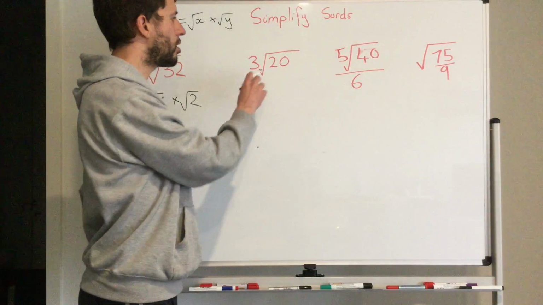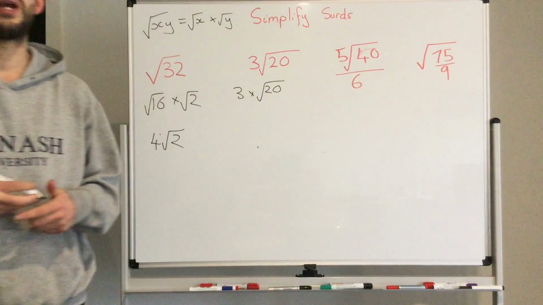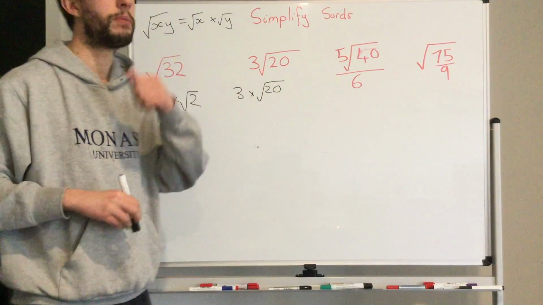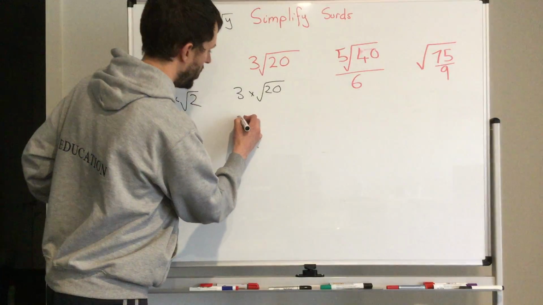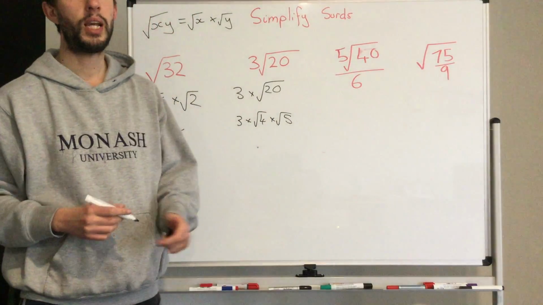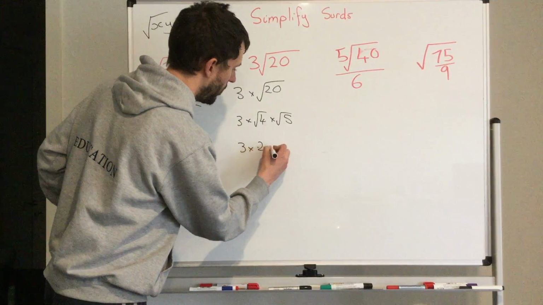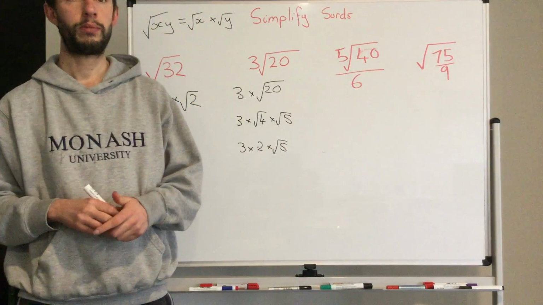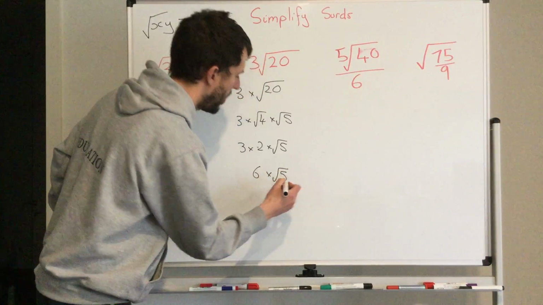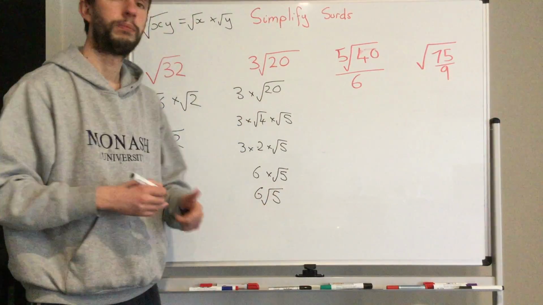Now, the 3 next to the square root is just saying 3 times the square root of 20. So we can look at 20, thinking about our squared numbers. What number can I times to equal 20? 4 times 5, and 4 is a squared number. So the square root of 4 times the square root of 5. I can simplify this. The square root of 4 is 2, so it's 3 times 2 times the square root of 5. 3 times 2 equals 6 times the square root of 5. So I can just write it as 6 square root 5.